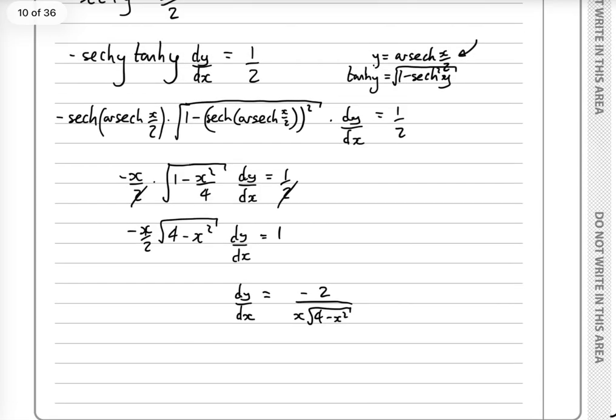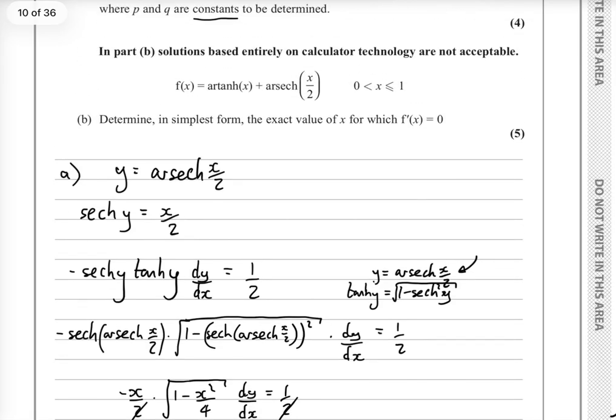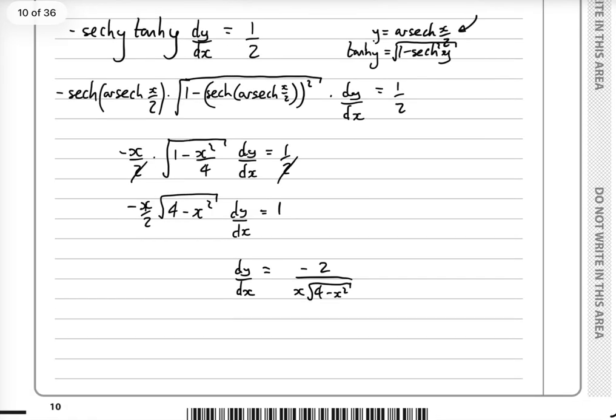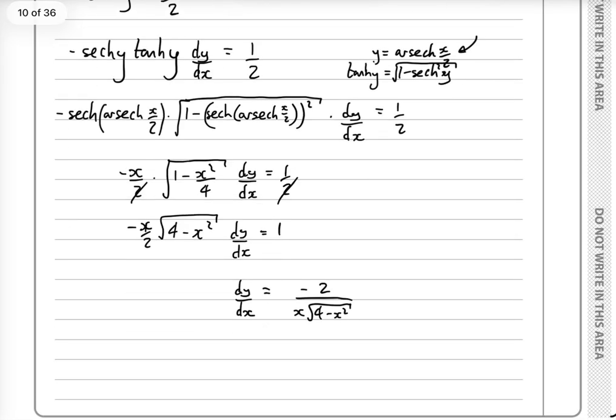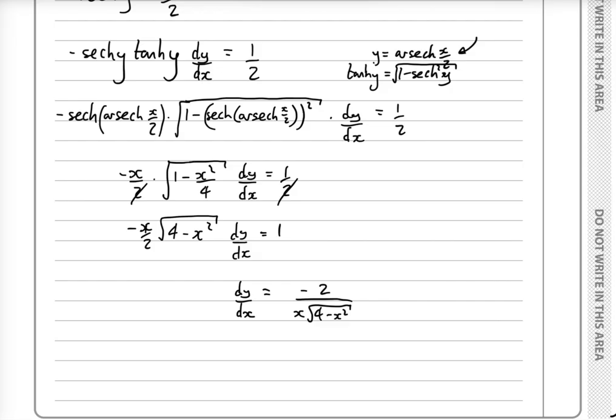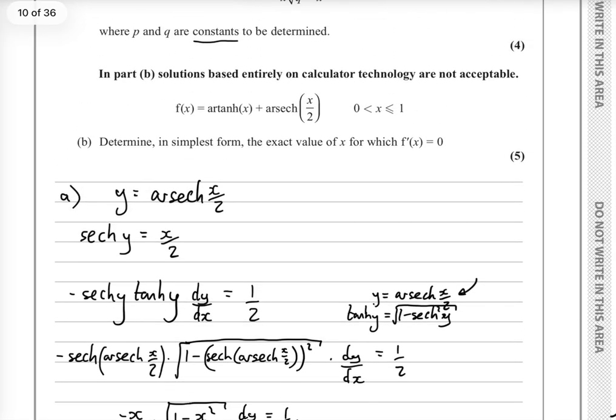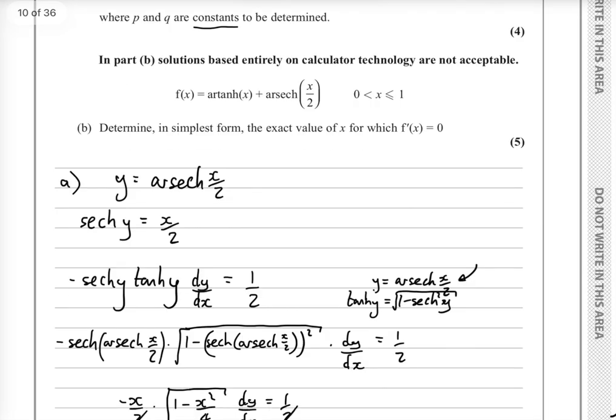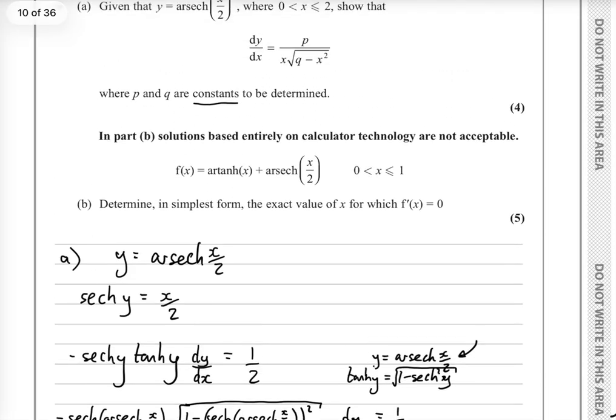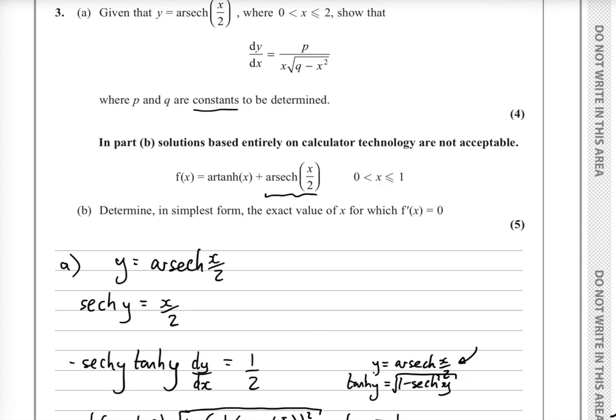So although it said constants, they did end up as integers, where p is minus 2 and q is 4. That's looking good. That's part A finished. In part B, we've got another function. This is a new function, but there is r sech x over 2. So what we've done in part A might be very useful here.